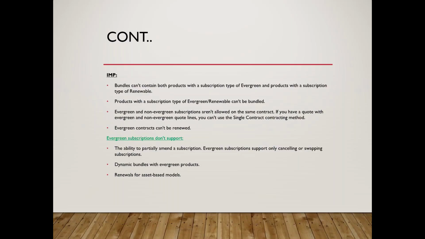For example, I created one single quote. On that quote, I have two products: one product with the renewable subscription type, and one product with the evergreen subscription type. I added both products, the renewable product as well as the evergreen product. Two quote lines will be created, one for evergreen and one for renewable. Once we create the order, it will have both order lines, one for the renewable product and another for the evergreen product. But once you create the contract for that, it will create a separate contract for evergreen and a separate contract for non-evergreen products.